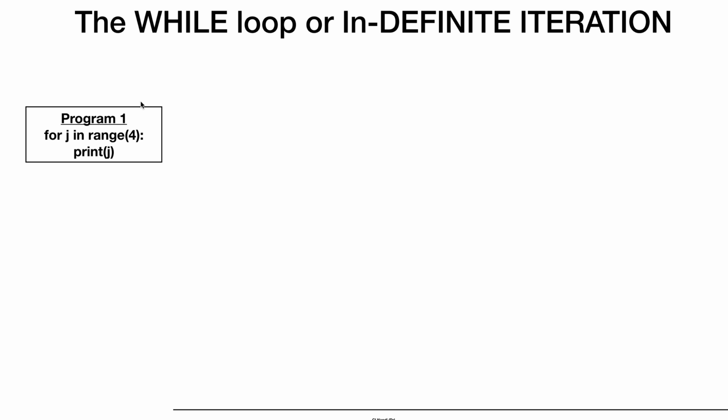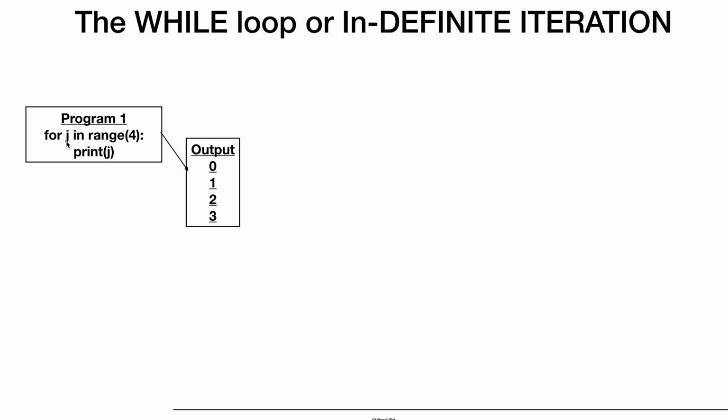Okay, if we go back a bit, let's look at the for loop, which is an example of definite iteration as covered in day 3. So we can make the contrast between definite iteration and indefinite iteration. So this program here, program 1, produces this output here, 0, 1, 2, 3. So how does it do it again? For j in range 4, print j.